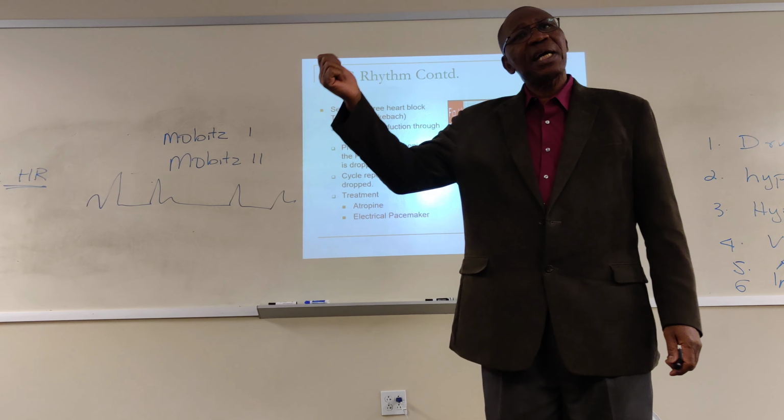Now, being the worst type of block here, we're going to pace the patient. We put in a pacemaker. Okay, like I said before, the pacemaker takes the place of that AV node that is blocked. It captures the electrical signal and then it will shoot it down the line so that you can have blood pressure and stuff.